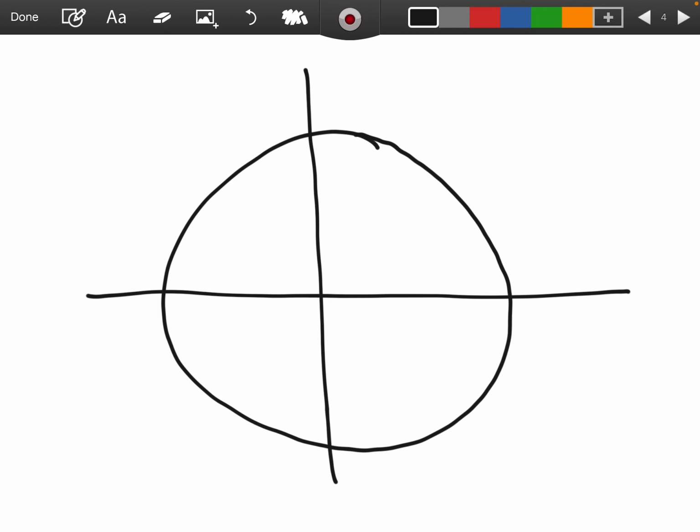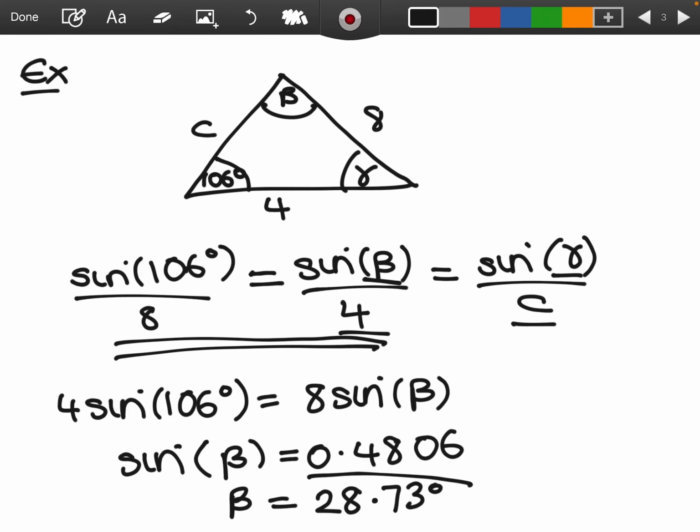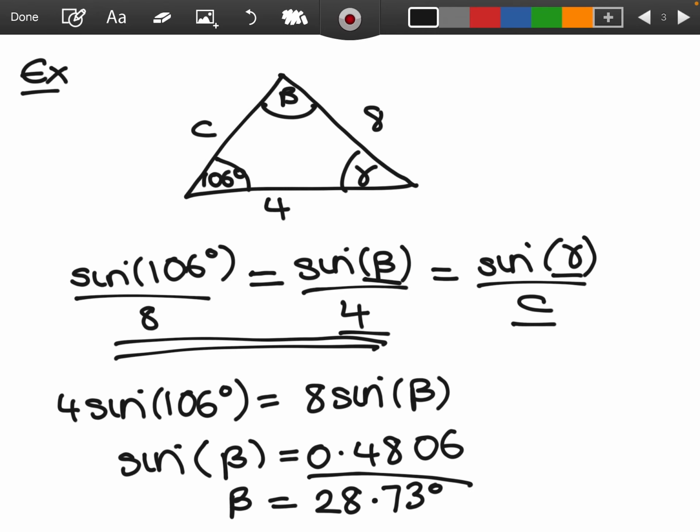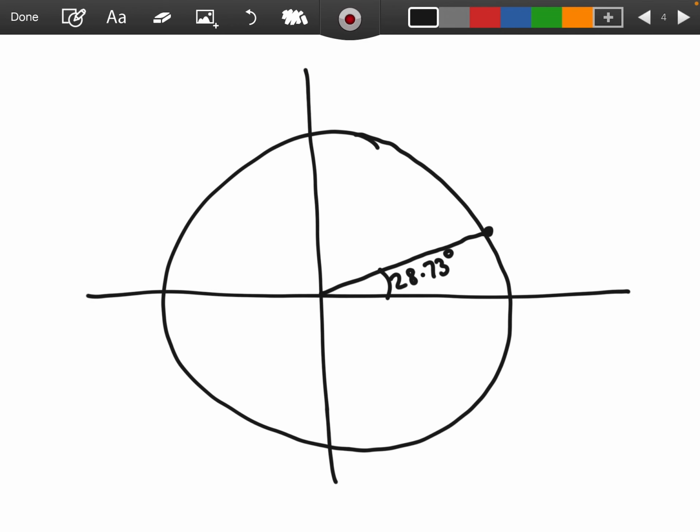Well, over here I've got a quick sketch of a unit circle, okay? If I find that my angle beta is 28.73 degrees, I know that that's in quadrant 1, so we'll draw roughly where that's going to be, okay? So this is 28.73 degrees. And I've just found out, if I go back a step, sine of that angle is 0.4806. That is the y-coordinate of the point on the unit circle for the terminal side.